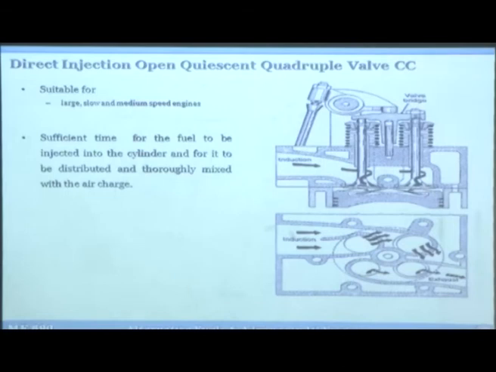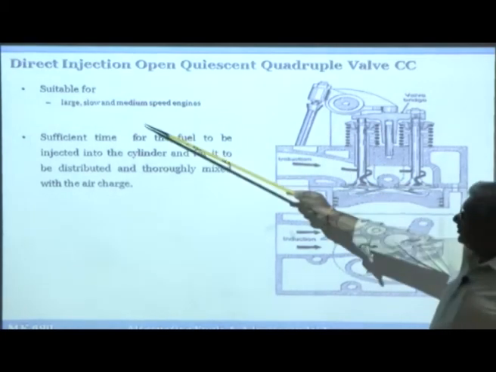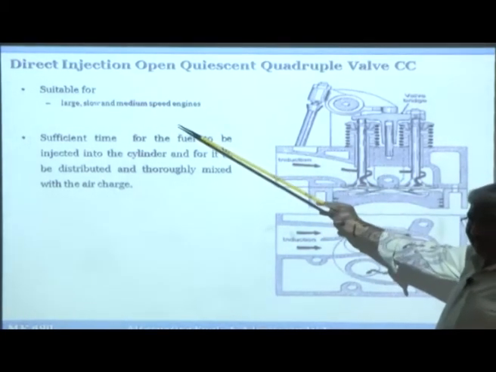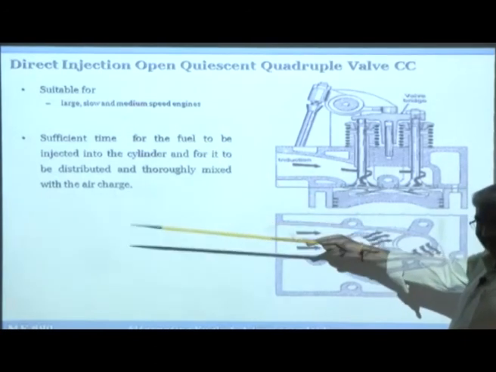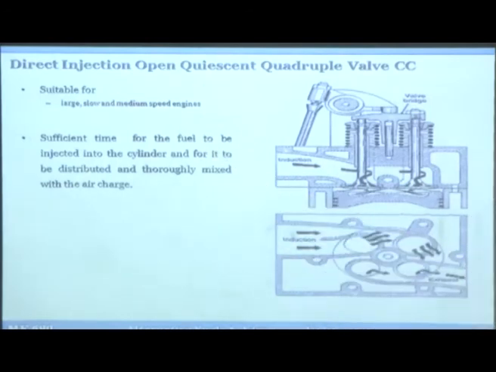Now let us look at what are the processes that are happening inside these combustion chambers. So first we will look at direct injection open quiescent chamber with quadruple valve. Quadruple valve means every cylinder will have 4 valves, 2 for inlet and 2 for outlet. As I mentioned to you, the quiescent chamber is suitable for large, slow and medium speed engines, either very large engines, like ship engines up to 1 meter, or medium. When you say medium, you're talking about locomotive engines or high power truck engines.